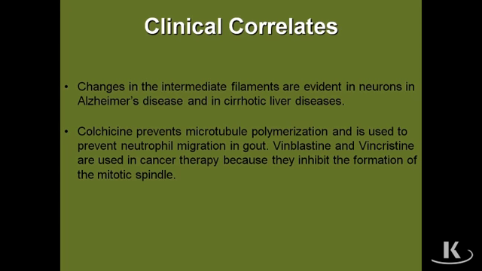One of the things that affects intermediate filaments, which is particularly relevant in the nervous system, is Alzheimer's dementia. But we also see it in cirrhotic liver diseases as well, that basically are caused by initial changes in the intermediate filaments. Colchicine prevents microtubule polymerization and is used to prevent neutrophil migration in gout.